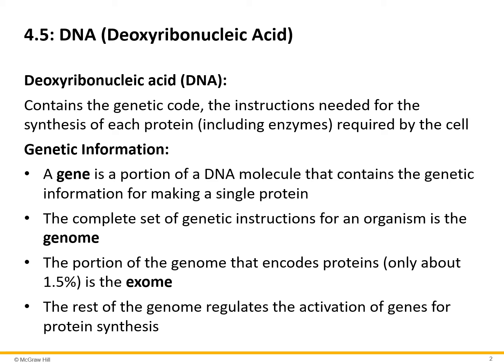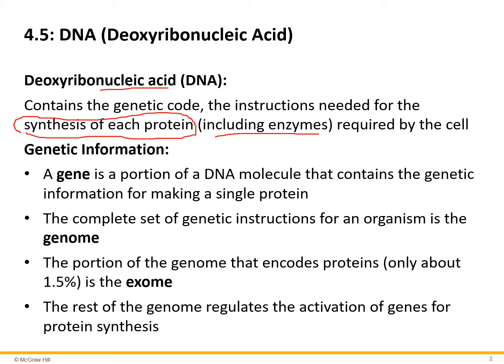DNA, deoxyribonucleic acid, which again is a nucleic acid. This is where our genetic code is going to be stored. And it is also the instructions needed for making proteins, right? Which again, as it points out here, includes the enzymes we've looked at. But again, any protein in the body, this is where the code to make it is going to be.